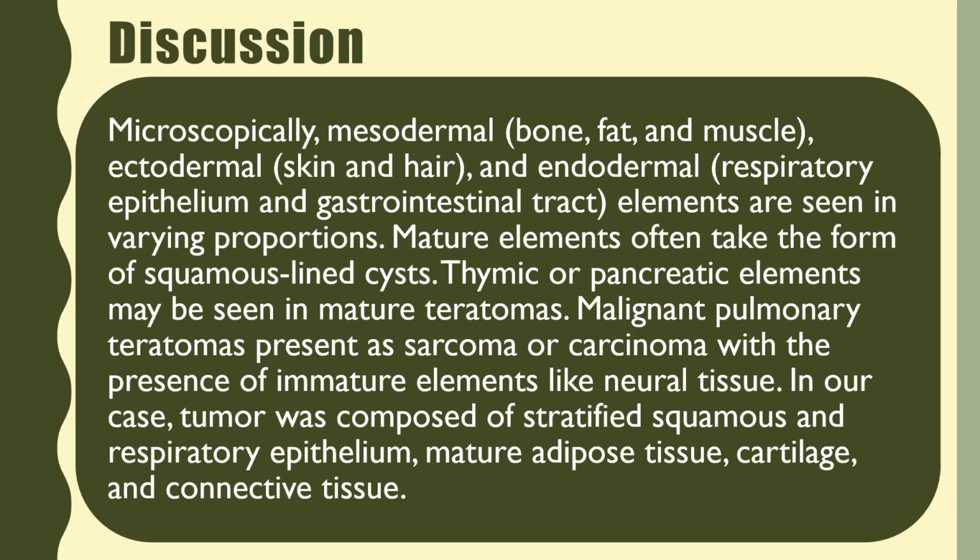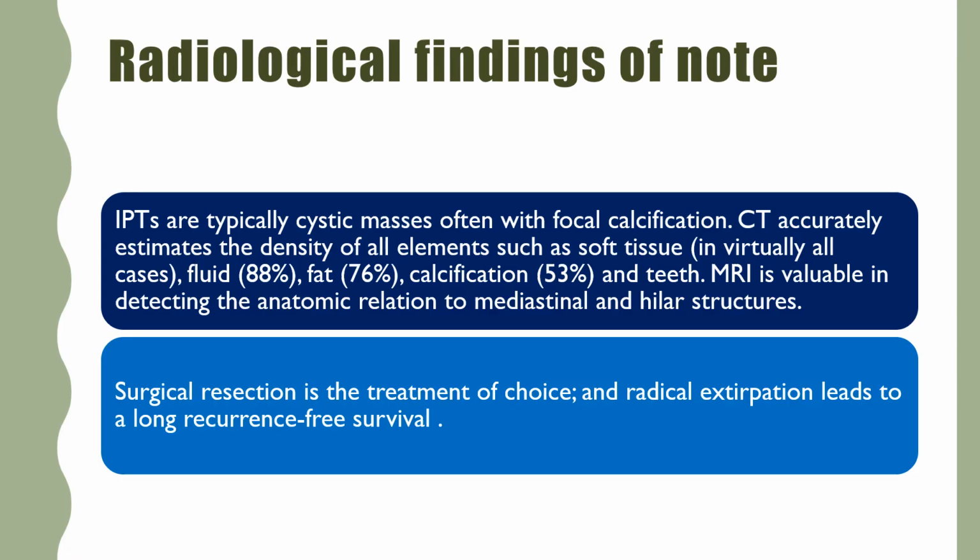Malignant pulmonary teratomas present as sarcoma or carcinoma with the presence of immature elements like neural tissue. In our case, the tumor was composed of stratified squamous and respiratory epithelium, mature adipose tissue, cartilage, and connective tissue. Radiological findings to be noted are that IPTs are typically cystic masses, often with focal calcification.